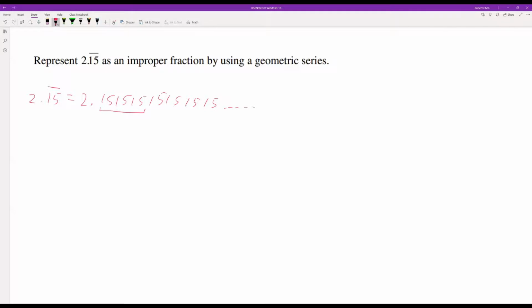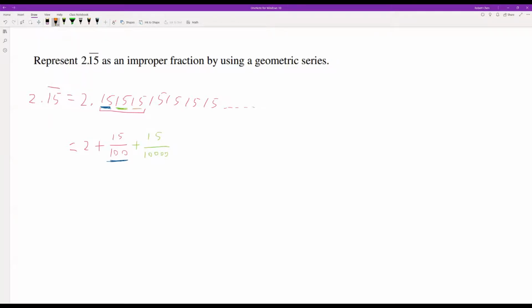So I'm going to write this out using fractions, right? So first is 2 plus 0.15, that's 15 over 100, right? That's the first pair of 15 right here, okay? And the second pair of 15 can be represented as 15 over 10,000, okay? And maybe you can see what we're doing here.